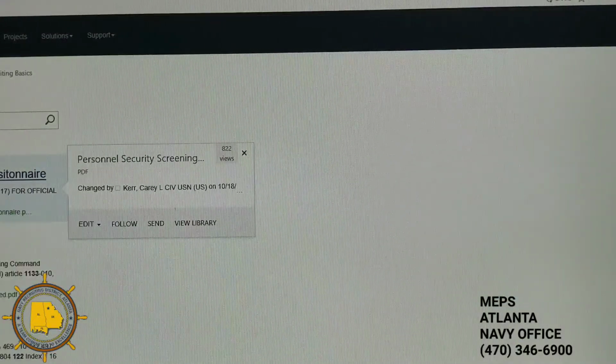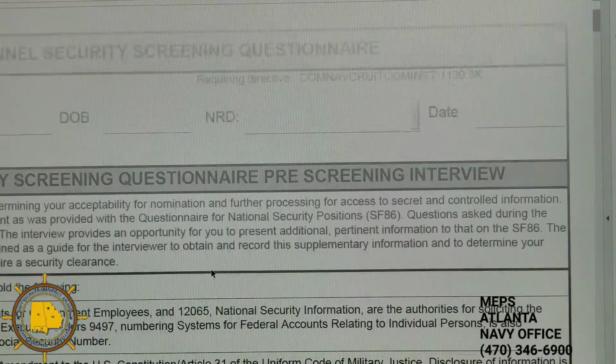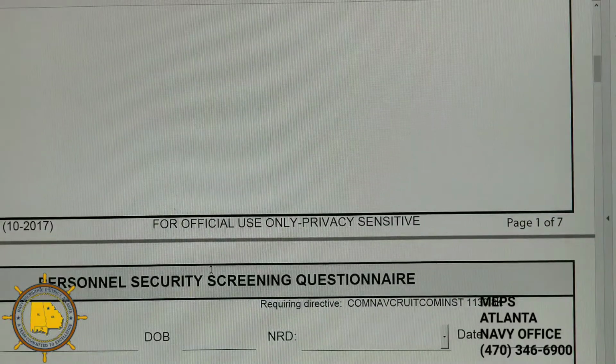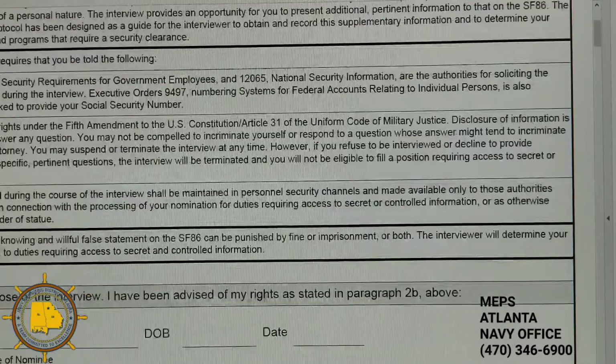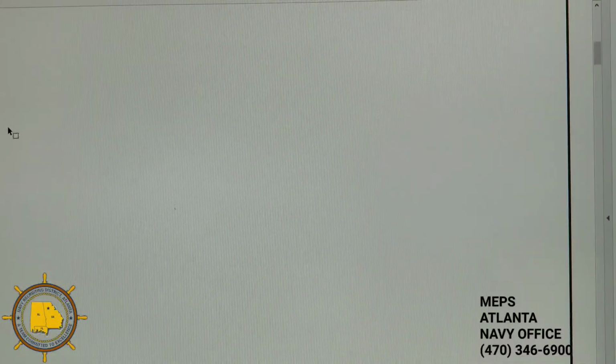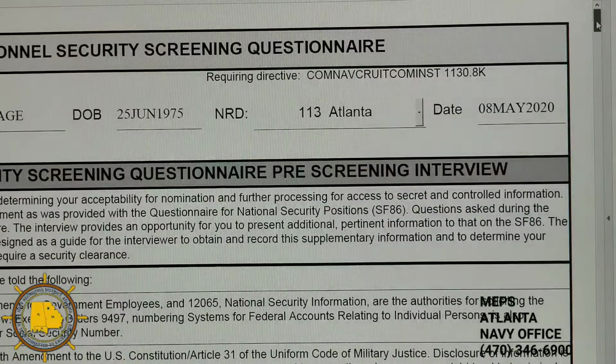And the first link that you'll see is the Personnel Security Screening Questionnaire. All you guys have to do is click on that, and it will generate a fillable form for the PSSQ for you. Now, I have a PSSQ already queued up, so since we're starting with that first, we'll go over that one.